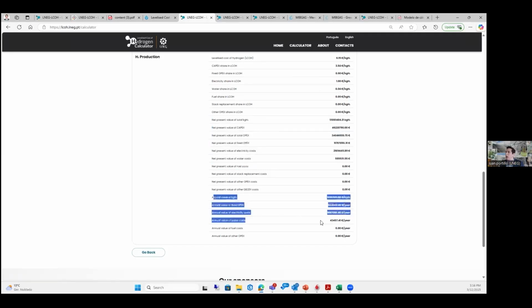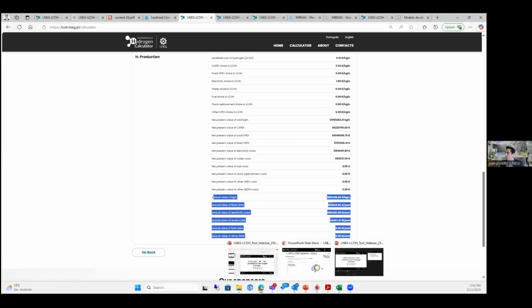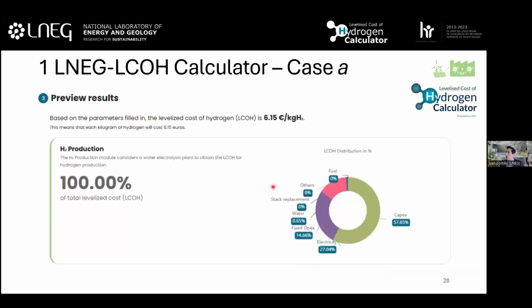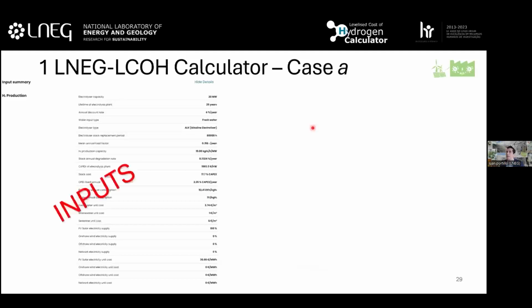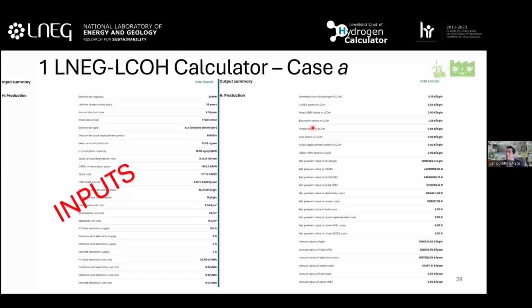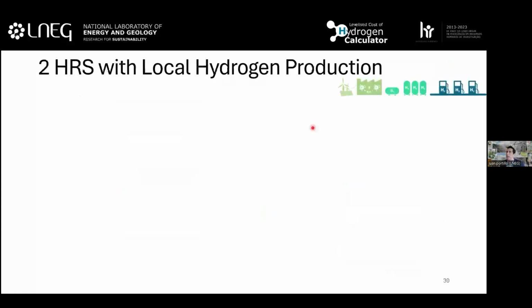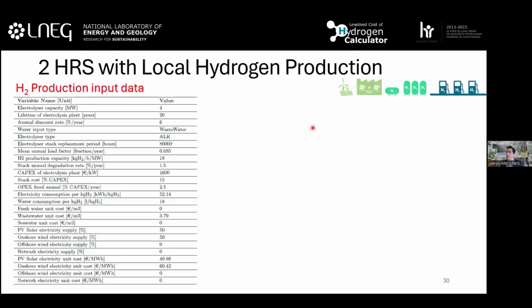And you also have the annual values as output that you can obtain. Okay, going back to the presentation, that was, let's say, case A. And in here, as I said before, these were the inputs and these are the outputs, and I already demonstrated this live in the website.